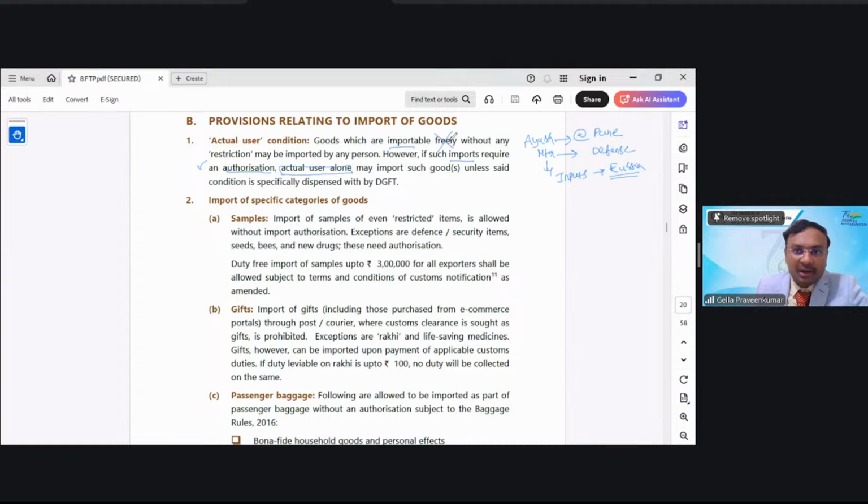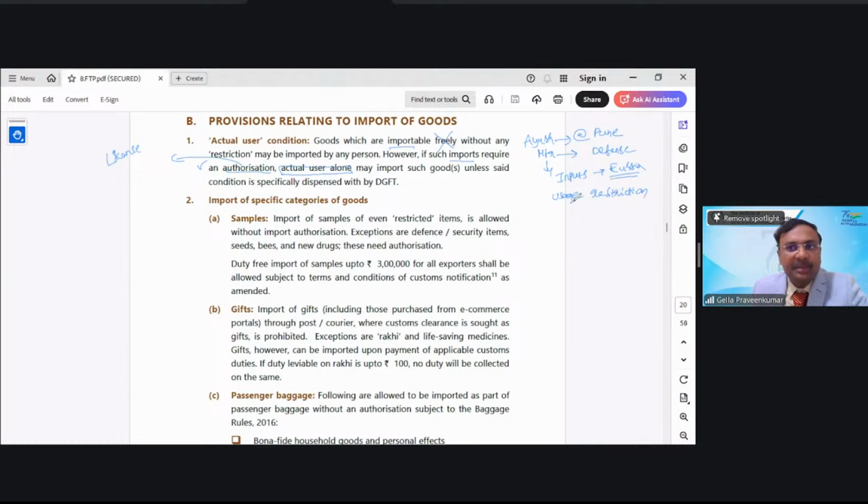So wherever goods are not free, I need to have authorization. See, authorization is as good as a license. Earlier, I used to have a permission, which is called license. Now, the technical term is called authorization. So this authorization is required, which are actual user condition. That means usage restriction.